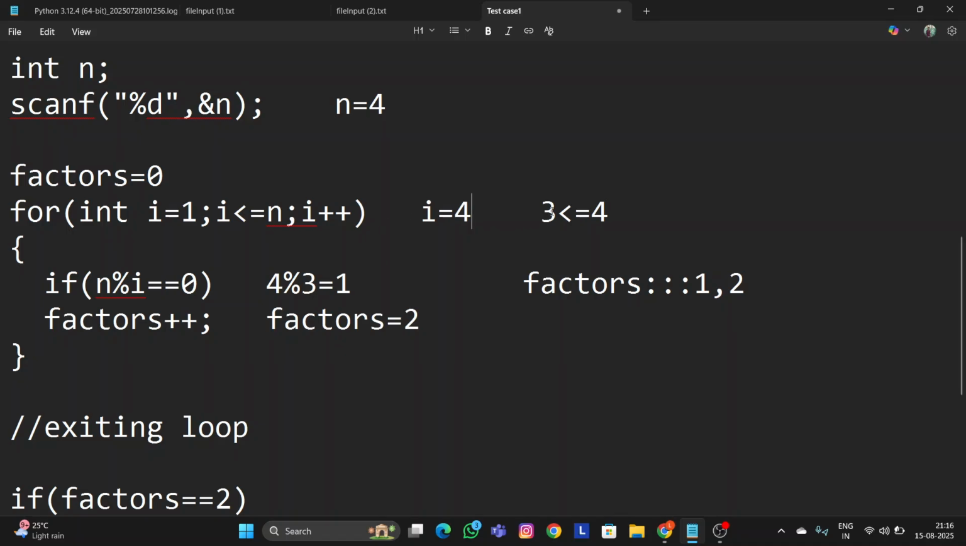i becomes 4. Is 4 less than or equal to 4? Yes, the condition is true. 4 modulo 4 is 0, the condition is true. So 4 is also a factor of number 4. I will increment the factor's value by 1. The factor's value becomes 3. Next I will increment the i value by 1. It becomes 5. Is 5 less than or equal to 4? No. The condition is false, so I am exiting the loop.